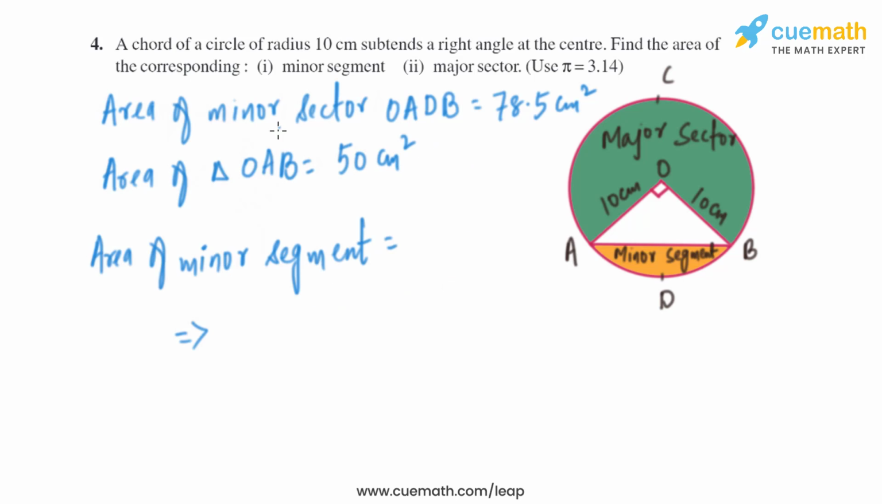So we have the area of the minor sector, that is 78.5 square centimeter. We have the area of the triangle, that is 50 square centimeter. So we can find the area of the minor segment. It will be 78.5 minus 50, which is the same as 28.5 square centimeter. So that is the area of the minor segment ADBA.